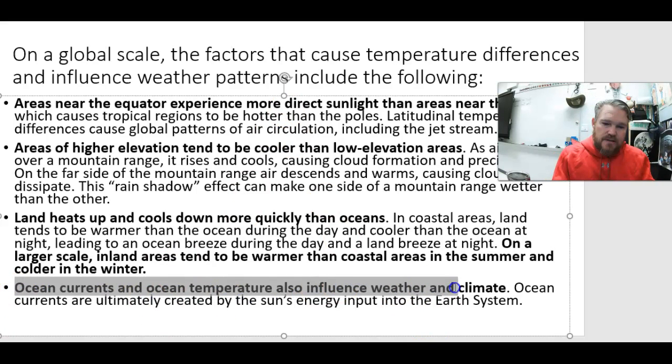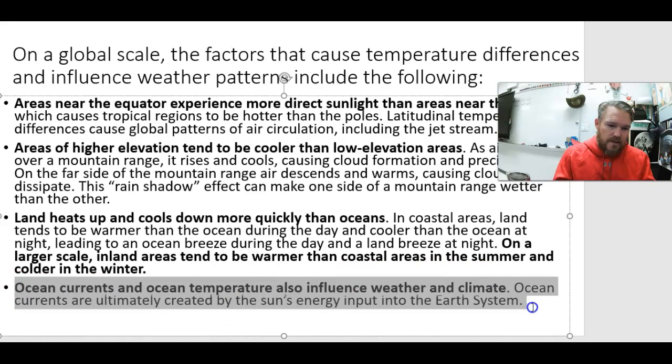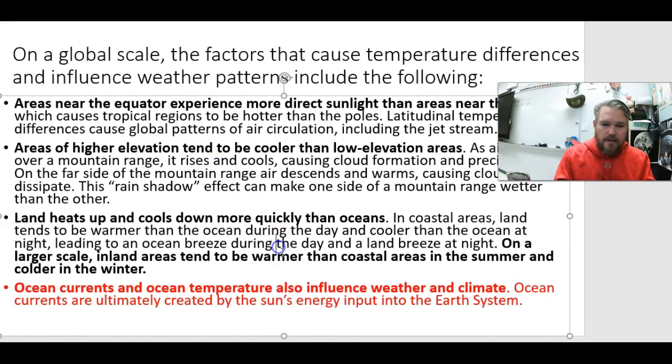Then ocean currents and ocean temperature are also influenced by climate. We'll get into currents and stuff in great detail, but basically the sun's energy input into the oceans and atmosphere is what is going to cause ocean currents. And we'll talk about that in greater detail later, but the intensity of the sunlight that is input will drive those currents. So that's really, really important. So important that if I were you, I would probably try to maybe make that red, right?